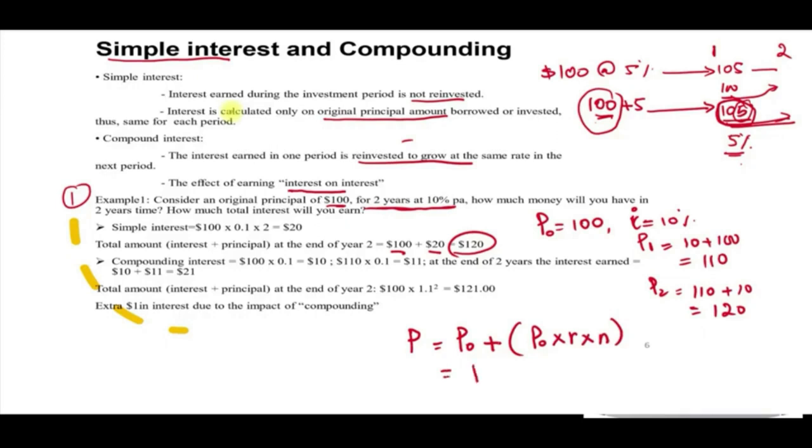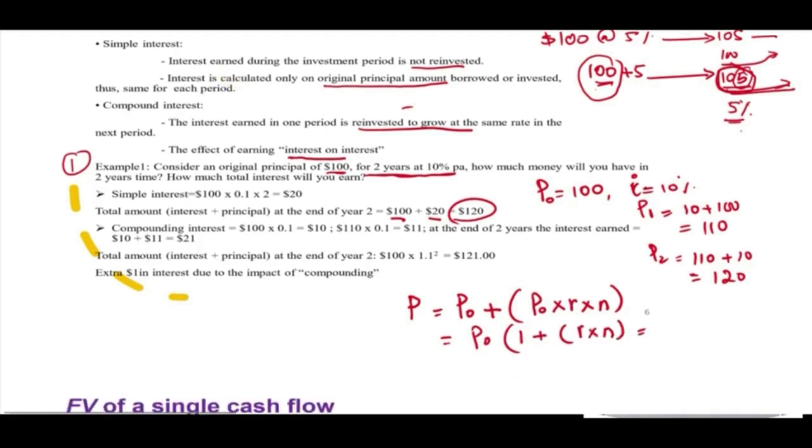So it would be P naught (1 plus R) into N. If you solve this, it would be 100 (1 plus 0.1) for 2 periods, so R is equal to 0.1 and the number of periods is 2, so your answer would be 120. This is when we have a simple interest rate.